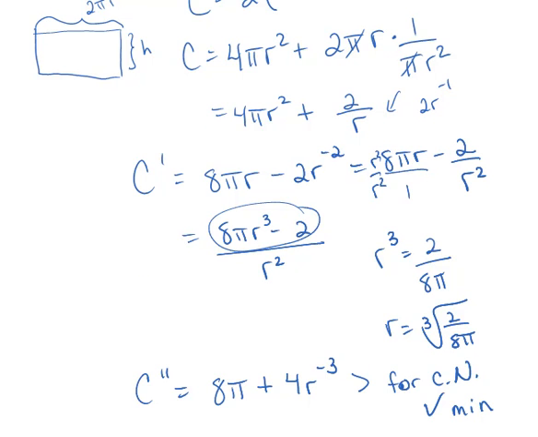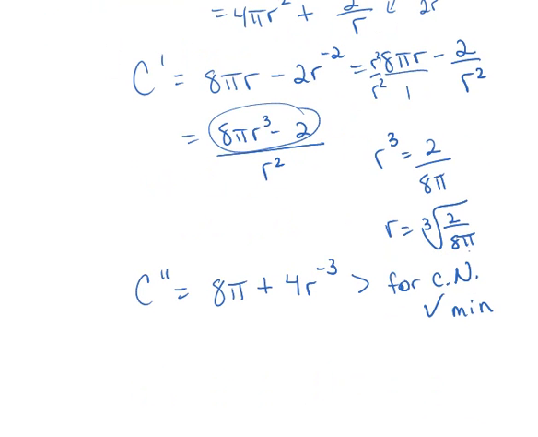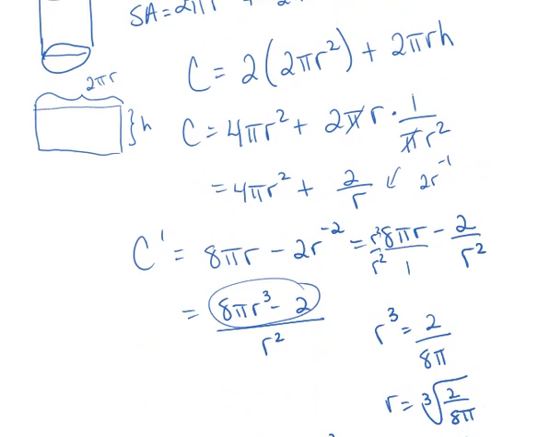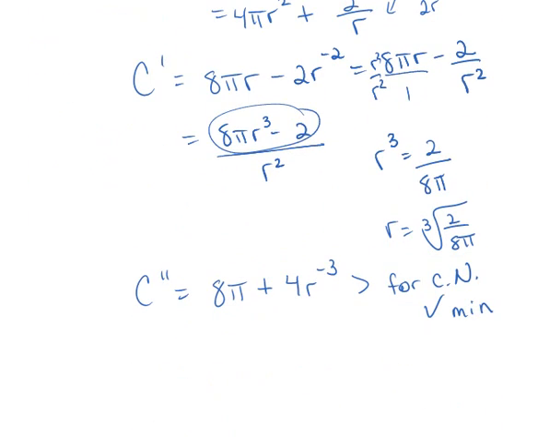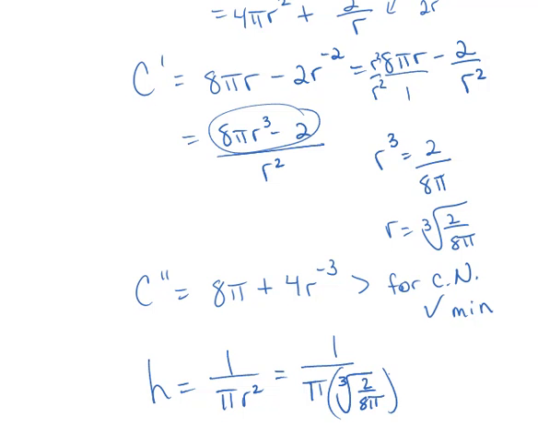So a radius of the cube root of 2 over 8 pi will give you a minimum, and then you can just plug in to figure out what your height is. Where was our formula? Our height is 1 divided by pi r squared. So just type all that in, 1 over pi, and then you have to do the cube root of 2 over 8 pi, and then square that. So it's kind of messy, but you can do that on your calculator to get the answer. I'm running out of time, so that's it.